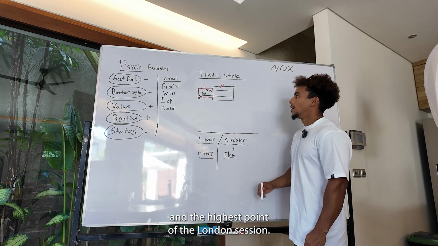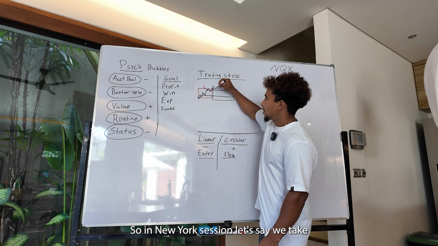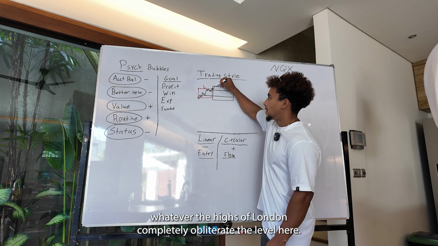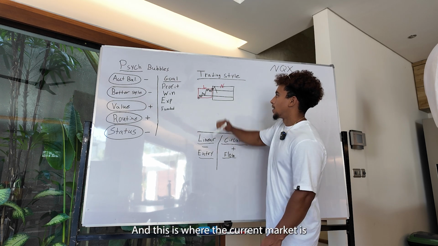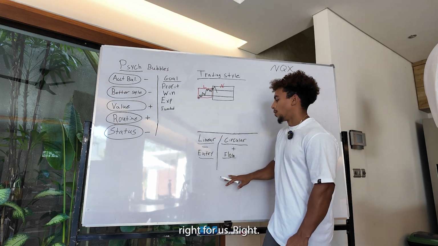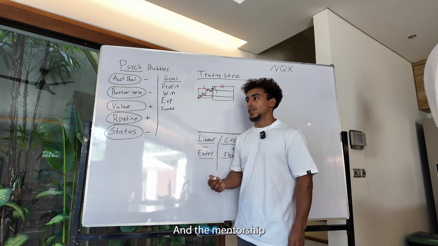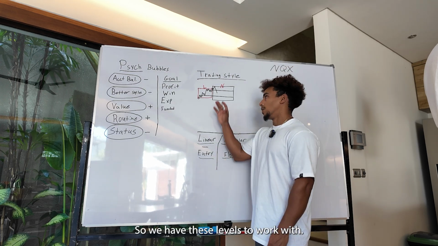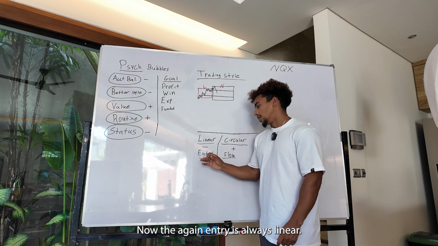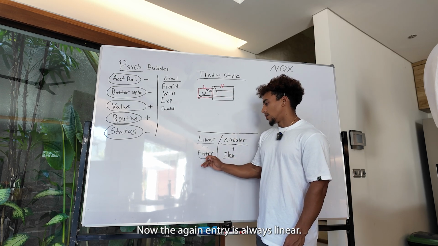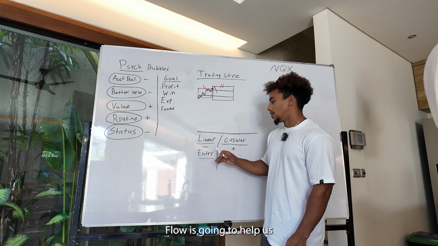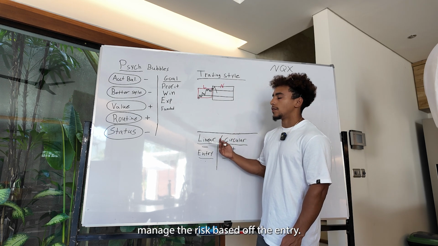the London session. So in New York session, let's say we take whatever the high is of London, completely obliterate the level here, and this is where the current market is, right? For us, in the mentorship, we know about our 936 consumer levels and such. So we have these levels to work with. Now that, again, entry is always linear. Flow is going to help us manage the risk based off the entry.